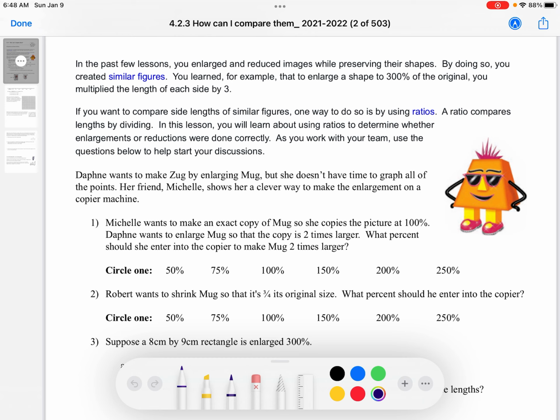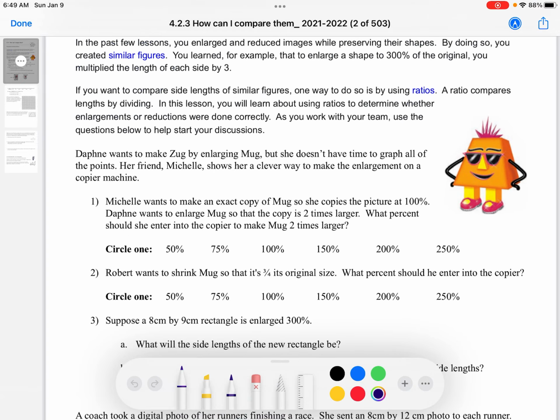Daphne wants to make Zug by enlarging Mug, but she doesn't have time to graph all of her points. Her friend Michelle shows a clever way of making the enlargement on a copy machine. Michelle wants to make an exact copy of Mug, so she copied the picture at 100%. Daphne wants to enlarge Mug so that the copy is 2 times larger. What percent should she enter into the copier to make Mug 2 times larger?